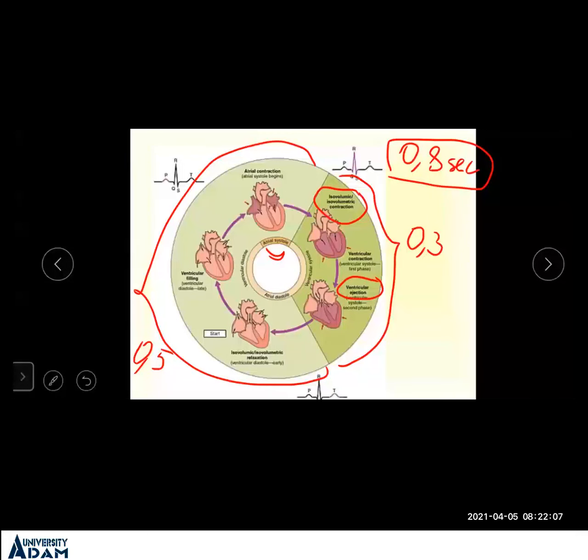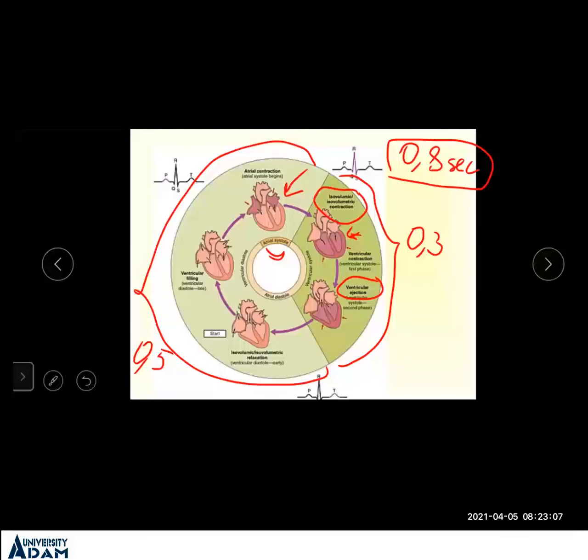So what happens during isovolumic contraction in the ventricles? As you can see, the cardiac muscle contracts, but there is no shortening of its length. And what about the condition of the valves in this period? Ma'am, the mitral valves are open in the left. No, we are talking about contraction. During contraction, there is no filling. Filling is in diastole.